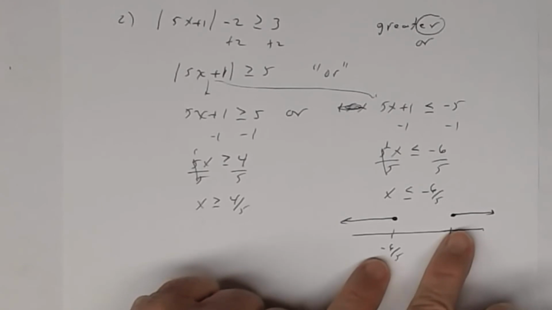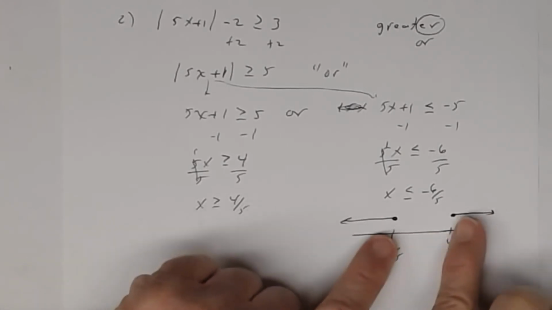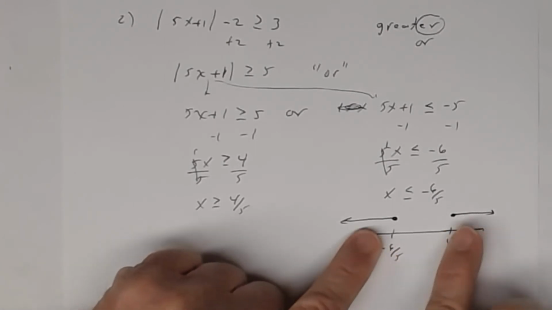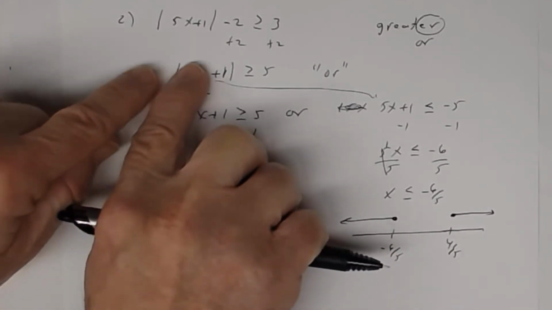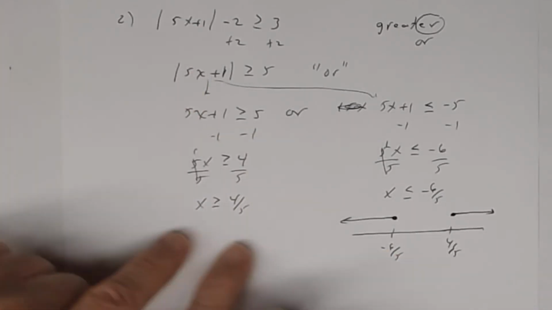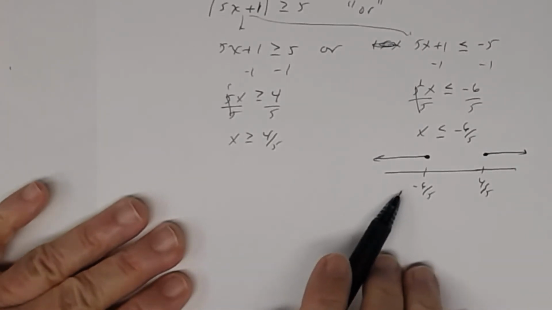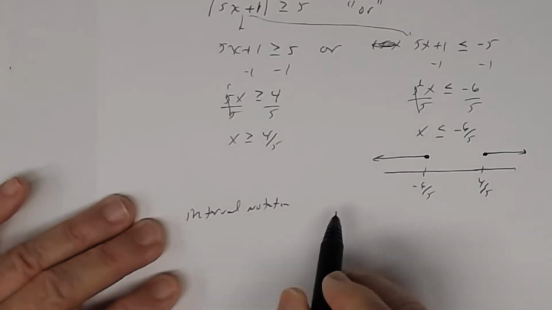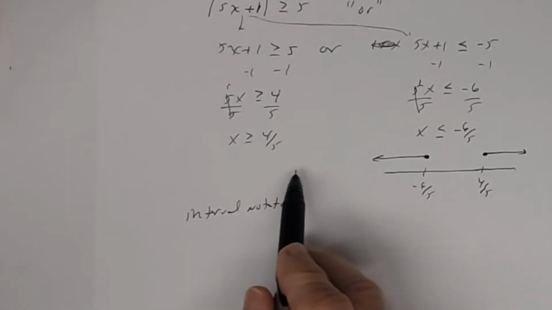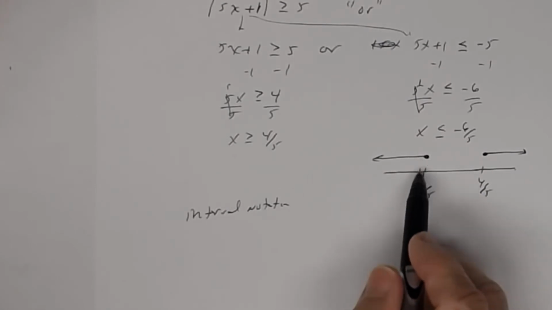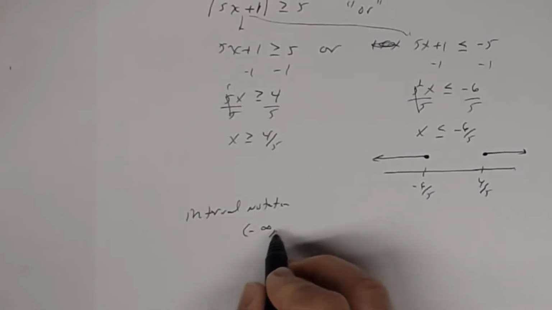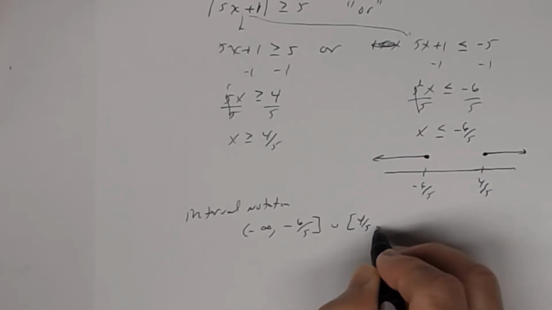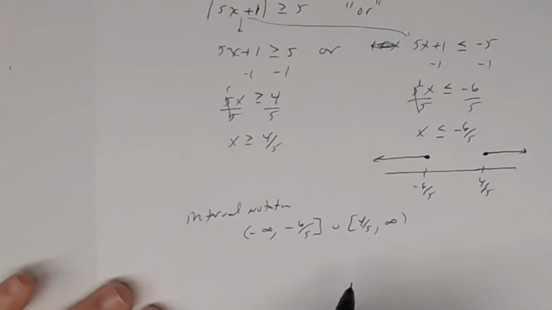What I found here is that those two intervals are pointing in different directions, so they don't overlap at all. They're distinct. So therefore, this is actually going to be a solution to the original. In interval notation, you read a graph from left to right. So you can say negative infinity to negative 6/5 with a bracket, union, and then bracket 4/5 to infinity. So that's how you write your solution in interval notation.